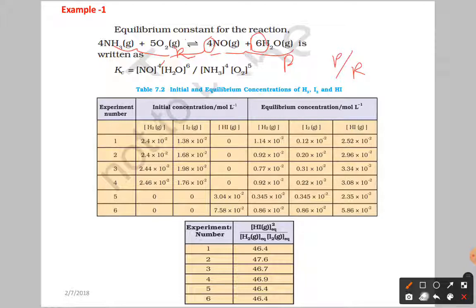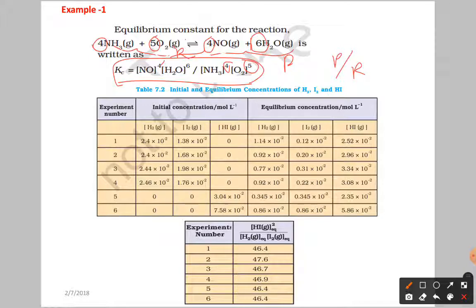Next we have the reactants, ammonia and oxygen, okay. Each term has to be raised to a power. For ammonia we have 4 moles, and 5 moles of oxygen, so those coefficients have to be raised as powers, okay. This is the equilibrium constant expression for the above reaction.